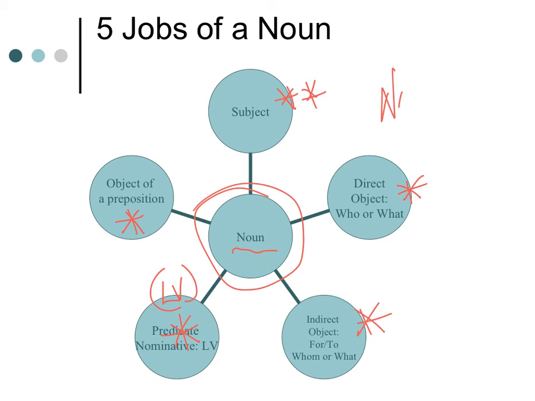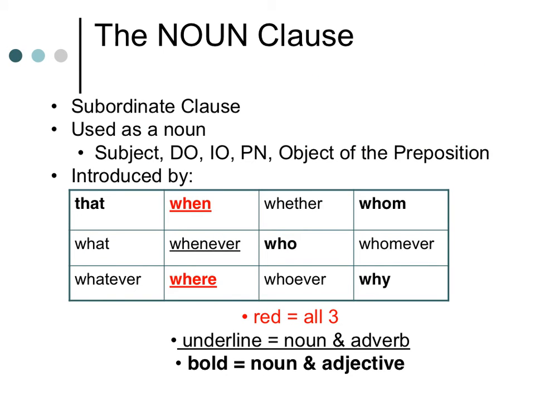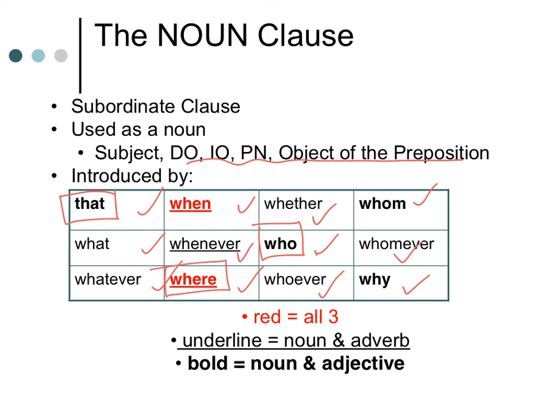So noun clauses will take over these functions in a sentence. They could be a subject, a DO, an IO, a PN, or an O of P. They start, and that's basically what I was talking about on the other page, with words like this. And so it gets a little bit dicey because if you notice, a couple of them can also introduce what we did before. And what did we do before? We did adjective clauses or even adverb clauses. So you just have to be careful and look at how it's working in the sentence.